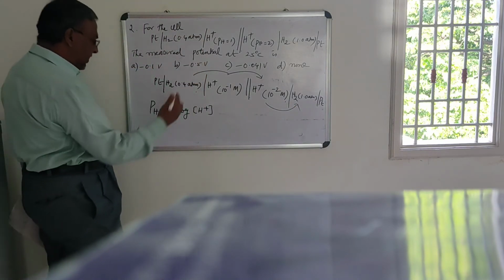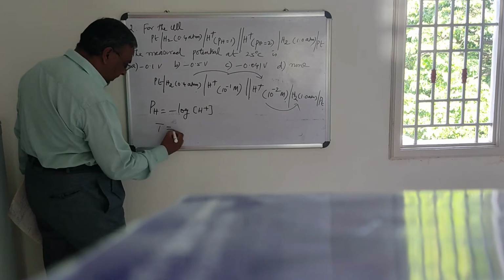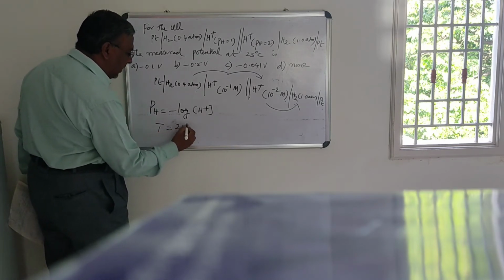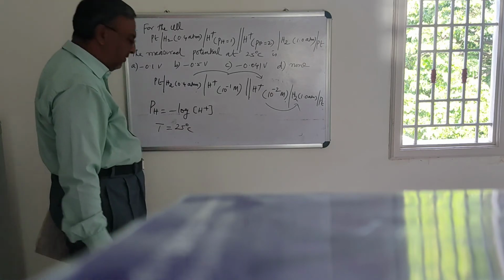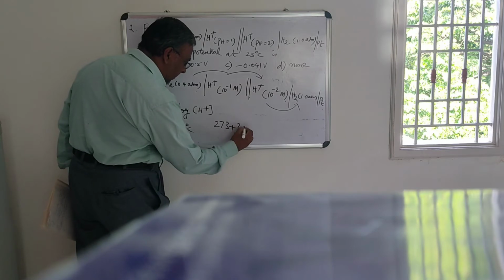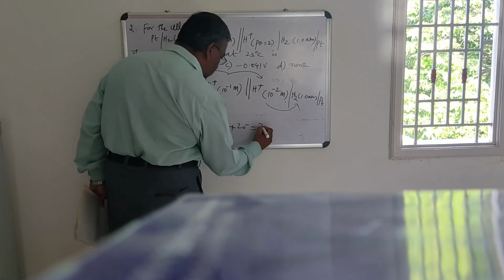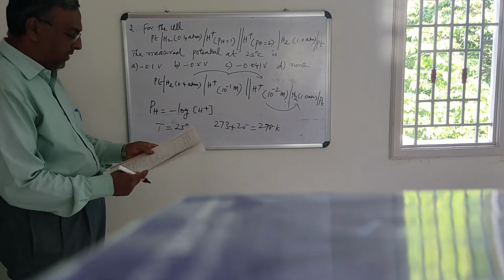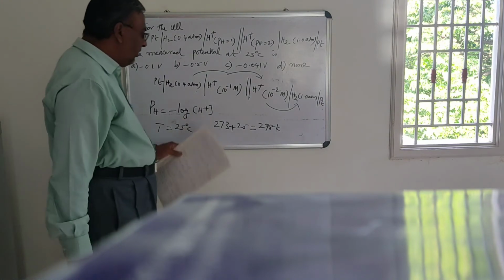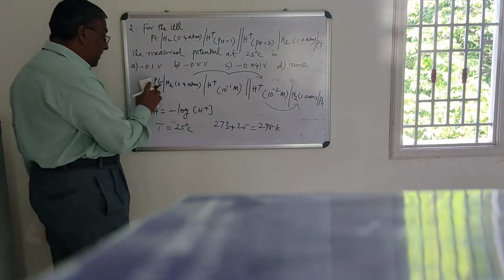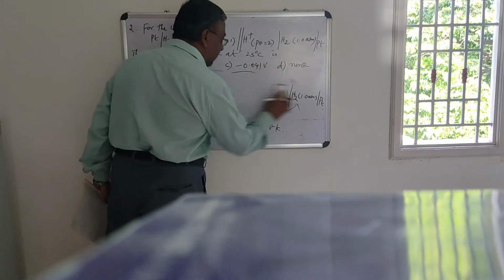Now the temperature is also given. Temperature is 25 degrees centigrade. We have to convert it into Kelvin, that is 273 plus 25 equal to 298 Kelvin. Then first we have to write the cell reaction for this cell.